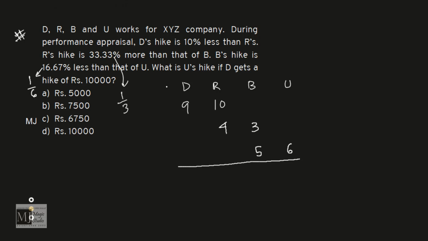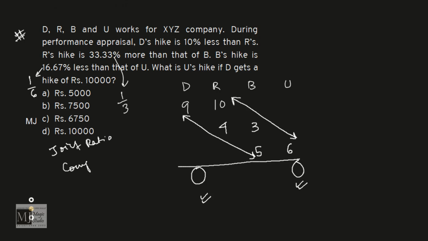Now, what is the question? Read the question before you do anything on this. What is U's hike? I need U's hike, if D gets a hike of 10,000. So what we need is the ratio between these two. And we know the drill: when we are joining up, the ratio for D is the multiplication of these three, and the ratio of U is the multiplication of these three. That's it. This is a question of compound ratio. We have the joint ratio concept coming in, the compound ratio concept coming in, and all this we have done in rule 5 when we had taken RPV under discussion.